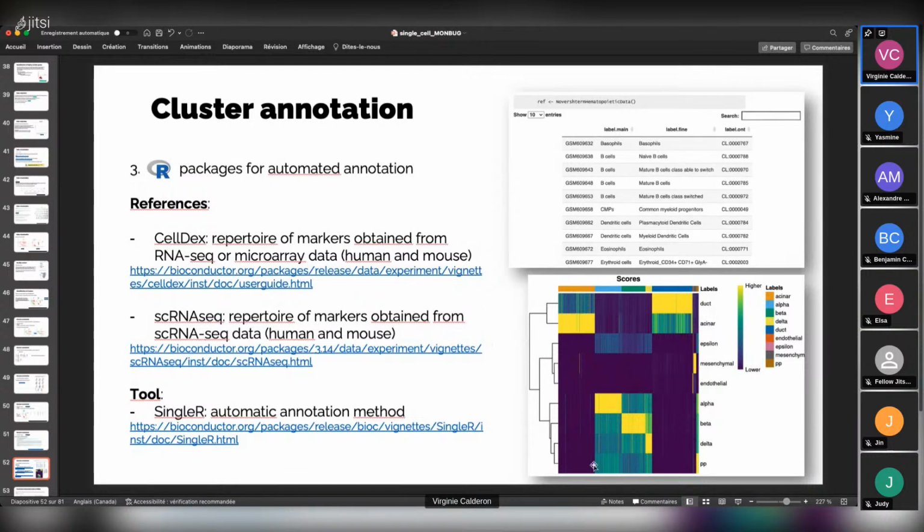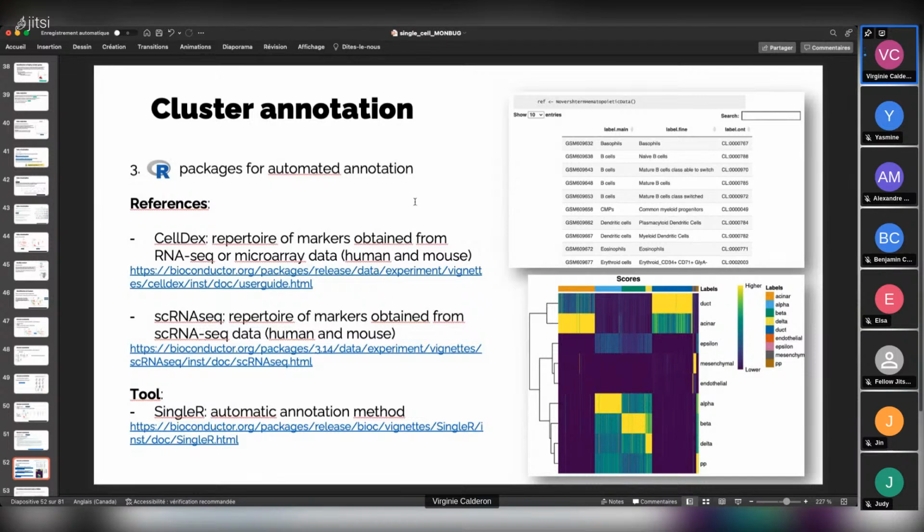You can also draw this type of heat map based on the annotation. For each cluster, you will see the annotation with the highest score. So you can decide which annotation is the right one for each cluster, for example.